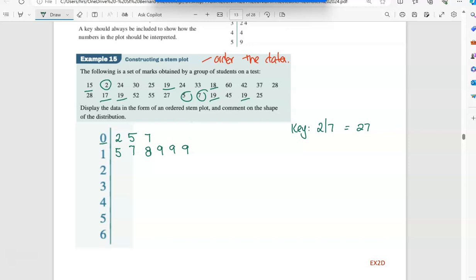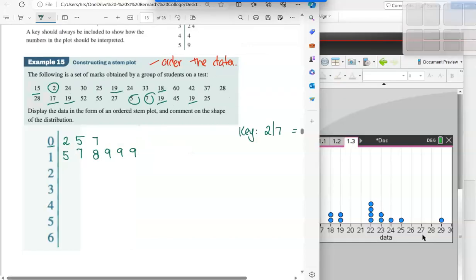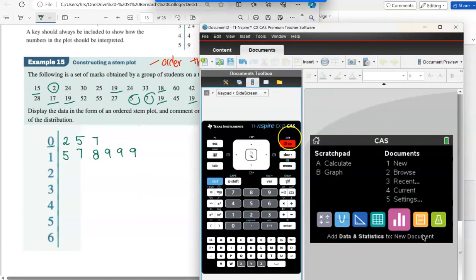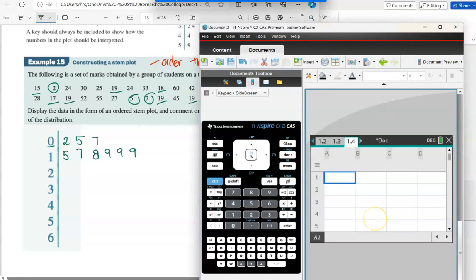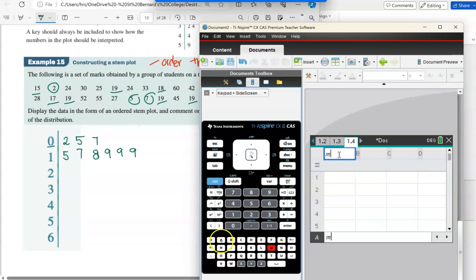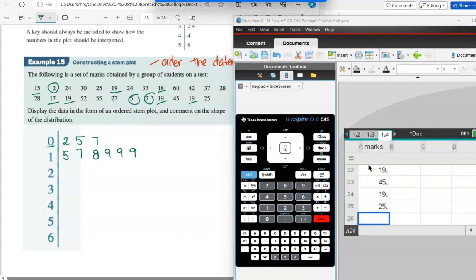So what I suggest you do is pop your list into your calculator. So we'll do that. Pop your list into your calculator and just do a dot plot, and you can just hover over and you'll know what your leaf is. So just so you know, let's have a look. Now they called this marks, so I'm just going to call it marks. And let's pop in our list. So I had 15 to 24.